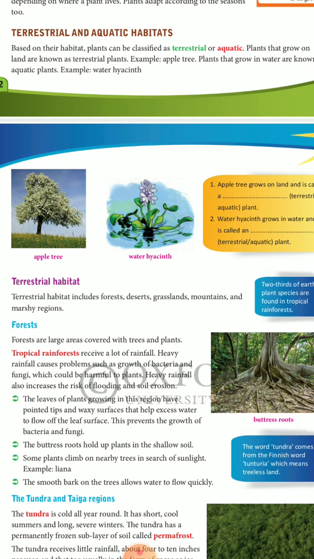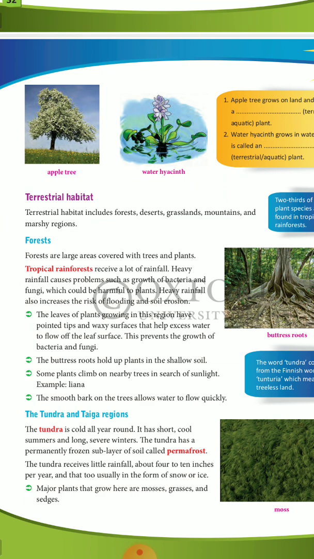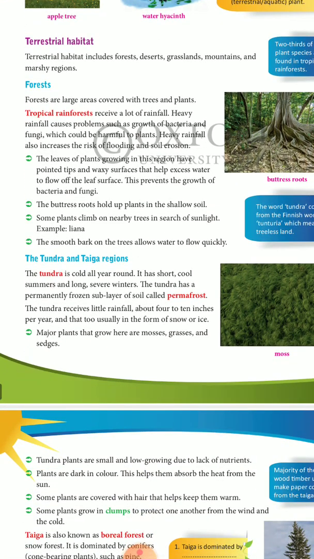So clear? The plants in the tropical rainforest will have, the first adaptation, pointed leaves and they will have a waxy layer to prevent the growth of fungi and bacteria. Then the buttress roots will help the plant to hold firmly in the shallow soil. Then certain plants will climb the other plants to get the sunlight, and the smooth bark will allow the water to slide off quickly.